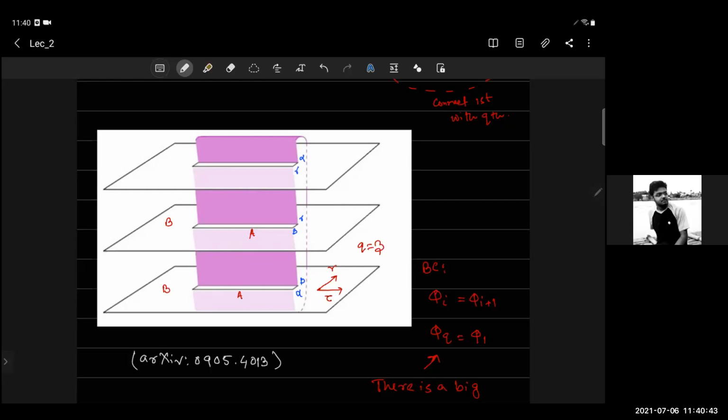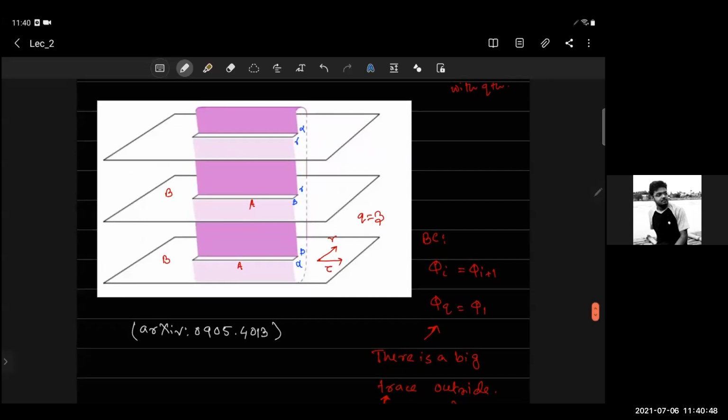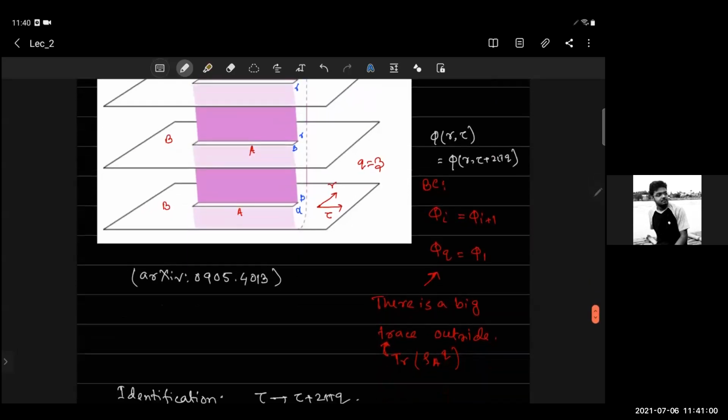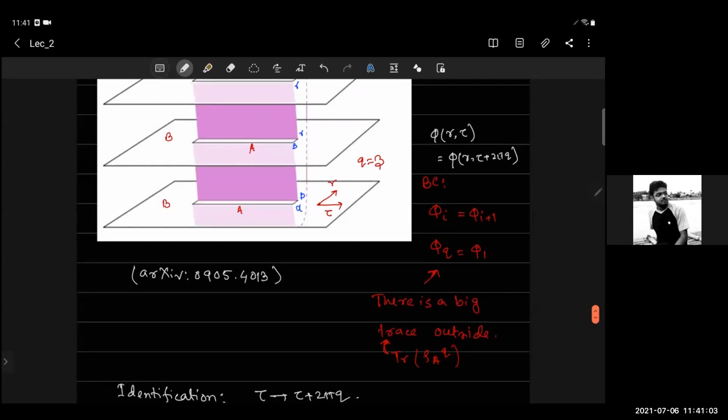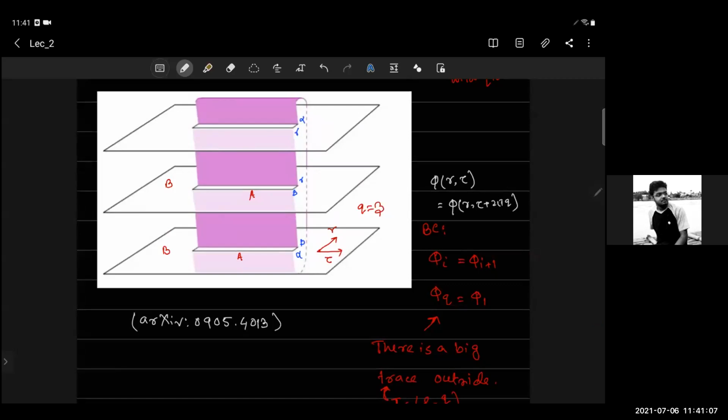So phi is a function of what? I agree, but it has a periodicity. It is the same as r, tau plus 2 pi q. I was going to that point. Why I'm saying this is because when you connect one after another, you forget about the fields. This is simple geometry first. So you connect one after another, and you get back a single manifold, which is again a 2D manifold.